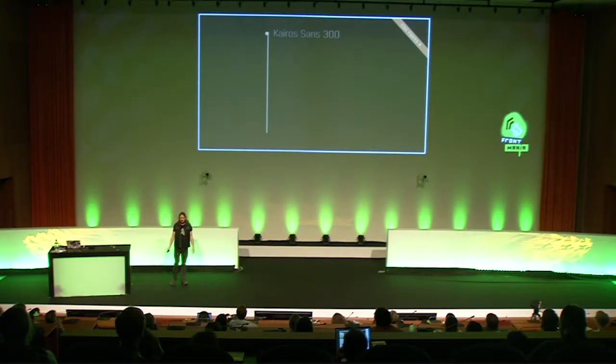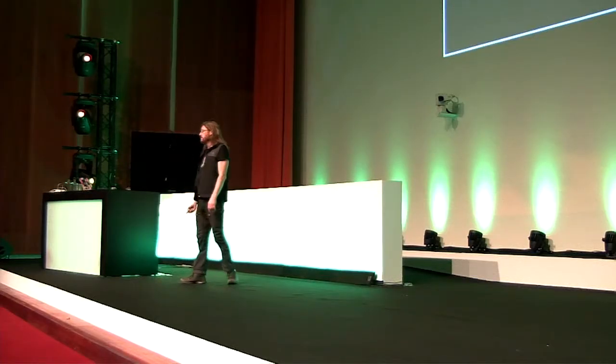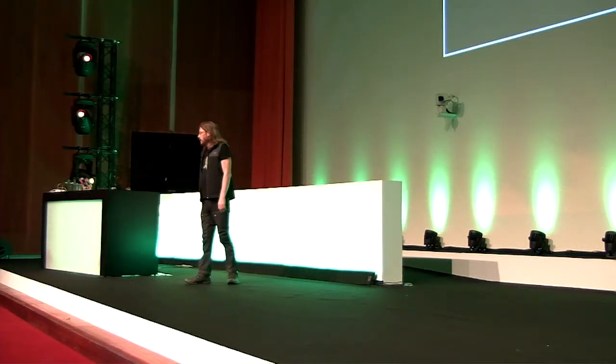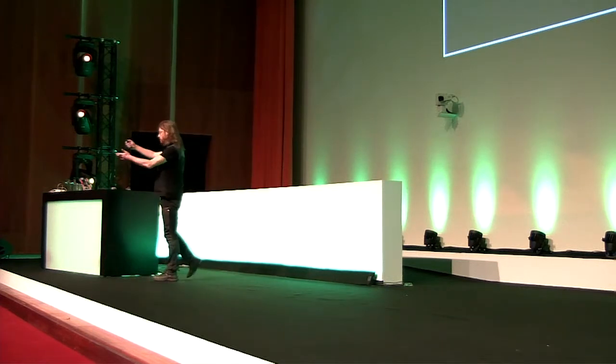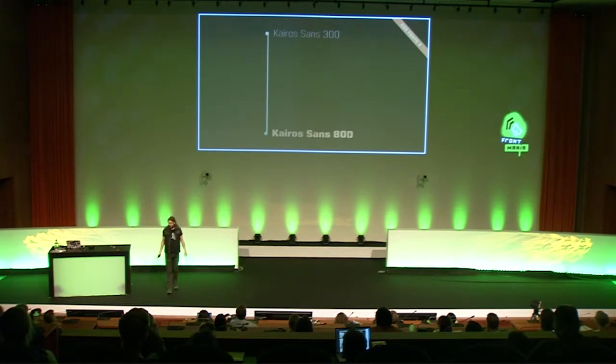So here's an example. This is a font, an experimental variable font from Monotype called Kairos Sans, and that's 300, which is a lightweight, and that's 800, which is a bold weight. And then we can interpolate between to get all the different values. And there's only a single font being used there, just one download.